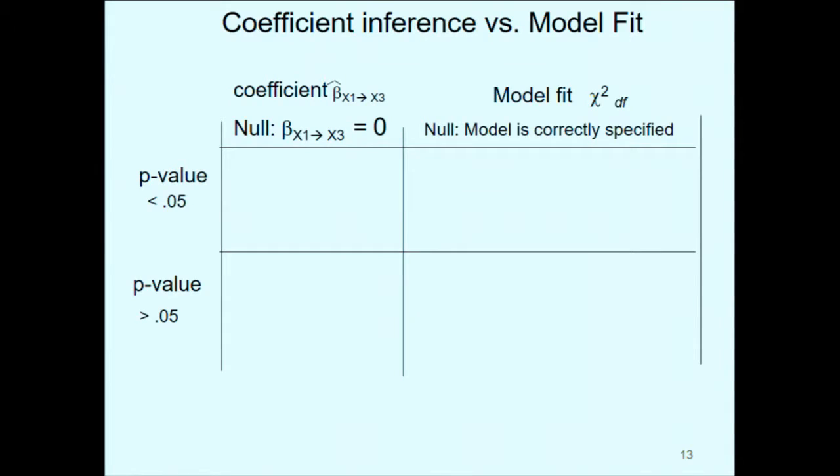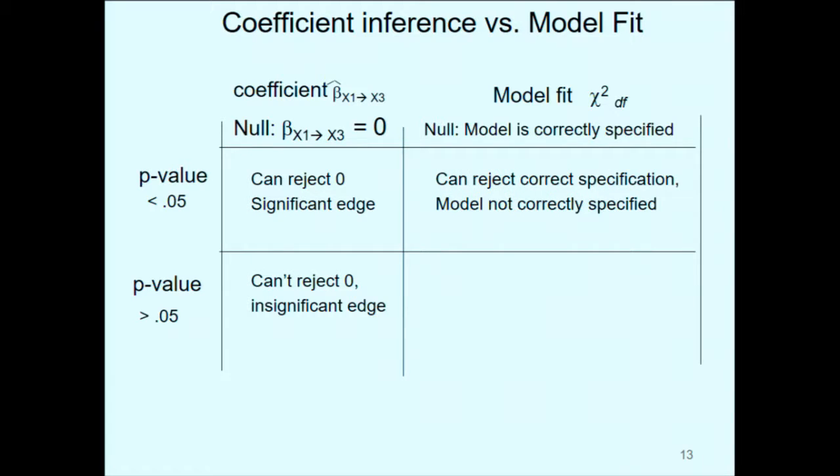Okay, so here are the 4 boxes, right? On the top is the coefficient and the model fit. If I have the null hypothesis that the coefficient is equal to 0, and the p-value is below 0.05, then I can reject it, and therefore reject the coefficient being 0. It's a significant edge. And if I can't reject it, it's an insignificant edge. It might be 0. Can't tell.